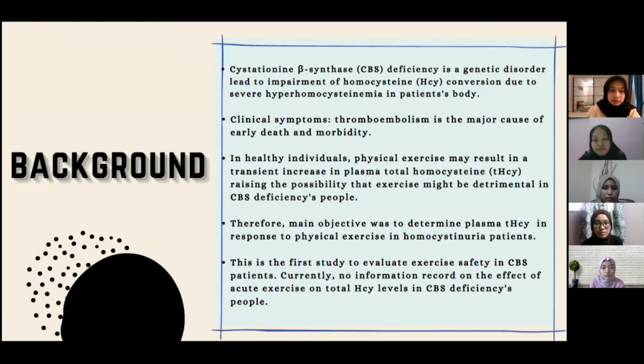Clinical symptoms can be seen such as thromboembolism, which relates to this journal as a major cause of early death and morbidity. In healthy individuals, physical exercise usually results in a transient increase in plasma total homocysteine, raising the possibility that exercise might be detrimental in CBS deficiency patients. Therefore, the main objective of this research was to determine plasma homocysteine in response to physical exercise in homocystinuria patients.